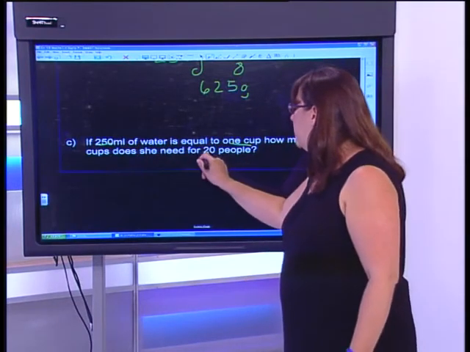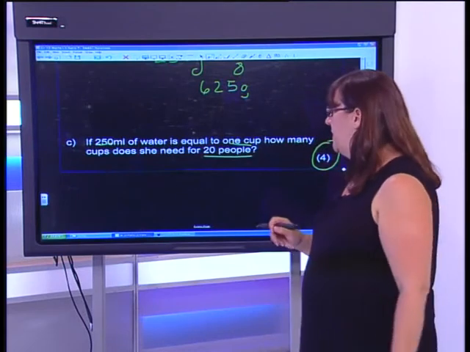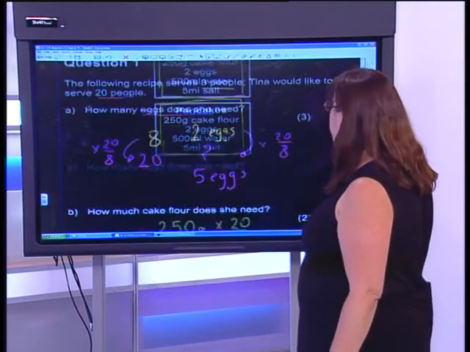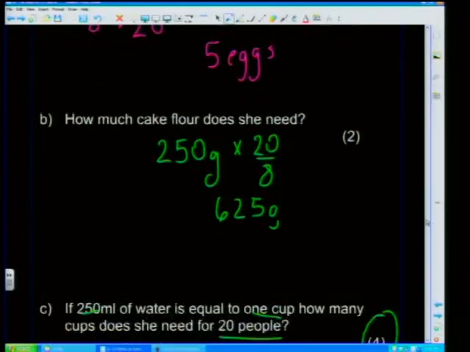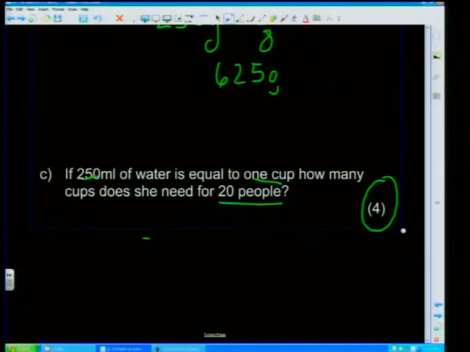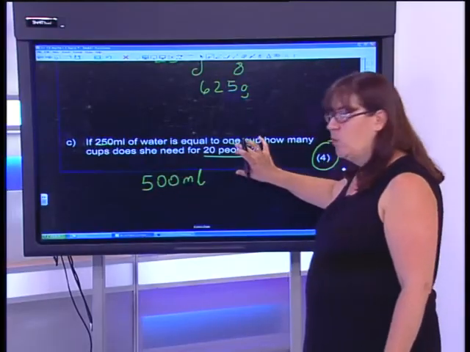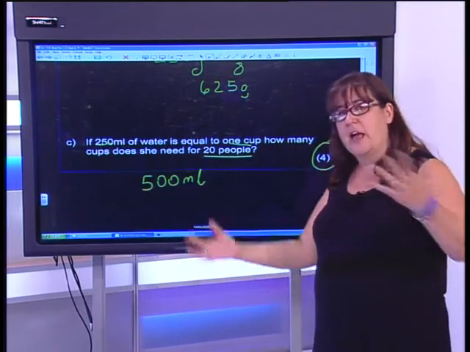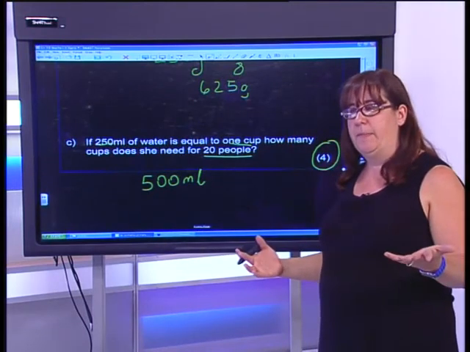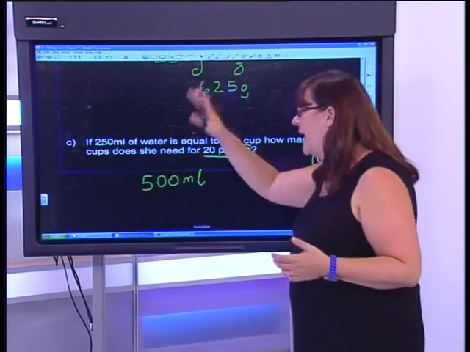Well, first I'm going to have to work out how much water she needs for 20 people. So let's go back to the recipe, and the recipe said 500 ml of water. So I take my 500 ml of water, and I can do 2 things right now. I can calculate how much water I need for 20 people, or I can actually convert that into cups and then calculate how many cups I need for 20 people. So let's convert at the end.